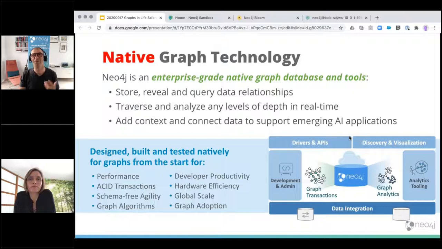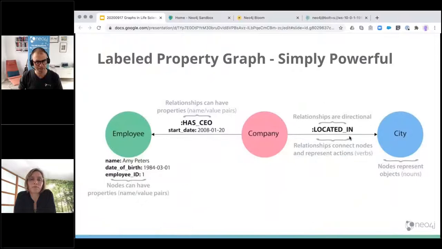We're trying to make it more accessible, more applicable and insightful for organizations big and small. Right, so native graph technology is what this is all about, and at the end of the day, it's based on a very simple but powerful paradigm. This is all about representing data in a different data structure.